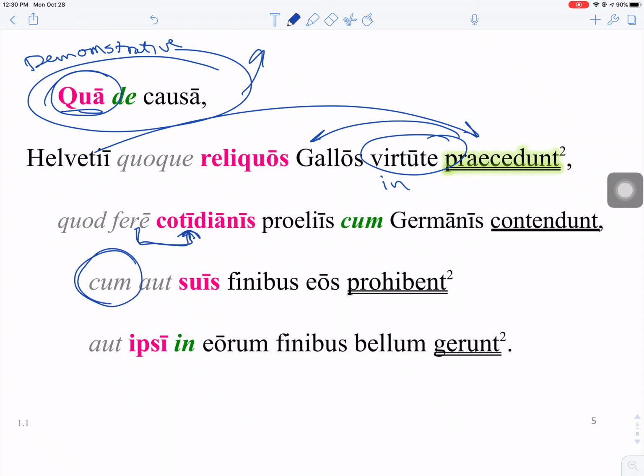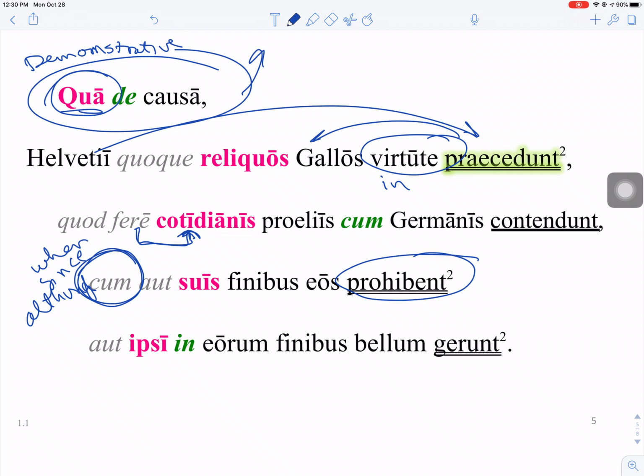Remember that if you see cum and it's not green, it's going to be when, since, or although. It's going to be in a cum clause, even if it's not a subjunctive. Cum clauses can have indicative verbs, especially if they're more declarative.